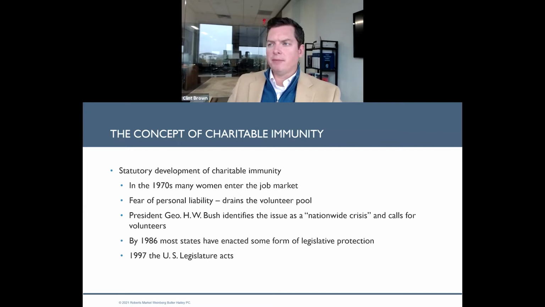So President George H.W. Bush identifies this issue as a nationwide crisis. Volunteerism dropped significantly because of all these issues: the abolishment, the women entering the workforce, and that fear of personal liability. And so by 1986, most states enacted, in response to those issues, some form of legislative protection that offered this qualified immunity bubble that we're going to be discussing in a little bit. And then finally, by 1997, the U.S. legislature acts by adopting the Federal Volunteer Protection Act.